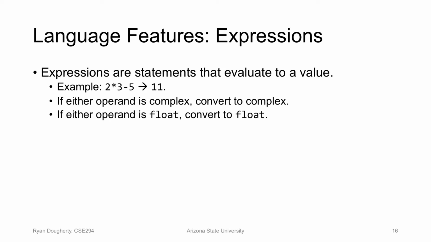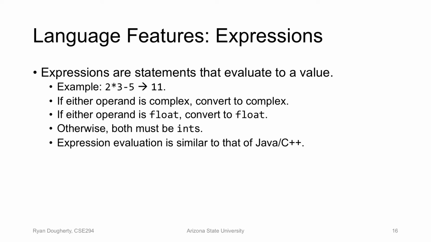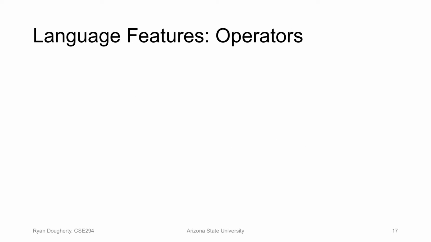Okay? If either operand is a float, it converts to a float. Otherwise, both arguments must be ints, and the evaluation is the same. So everyone knows PEMDAS, right? The order: parentheses, exponentiation, multiplication, division, addition, and subtraction. So let's go over the various operators. There are a ton of operators in Python. We've seen a few, like the plus, times, divide, and multiply.